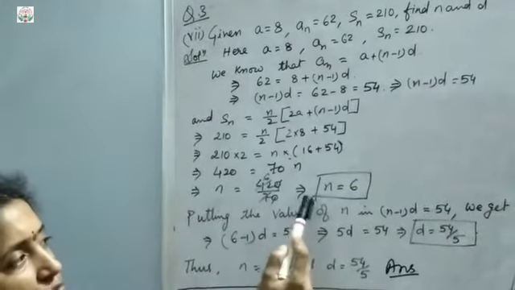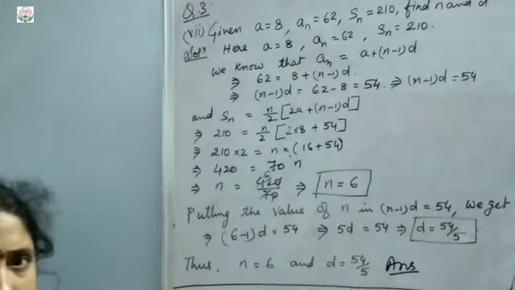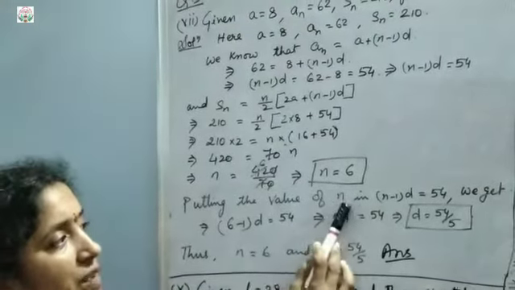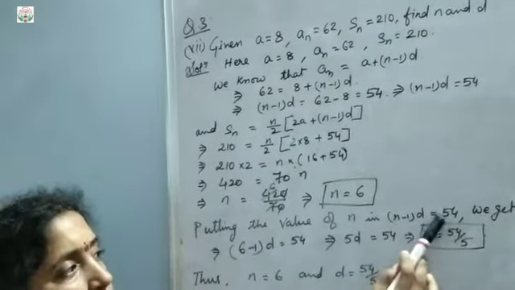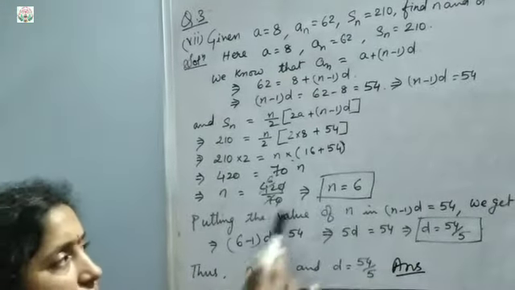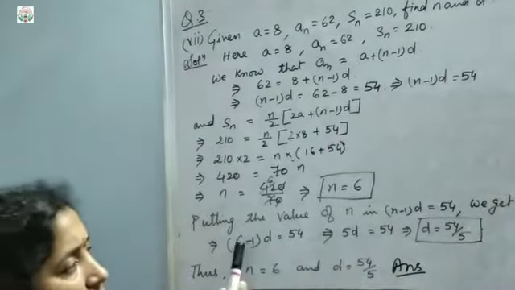On cancellation, what will we get? n equals 6. Now we got the value of n as 6. Putting the value of n in (n minus 1) into d equals 54, we will get what? Now n is 6, so in place of n we will put 6.